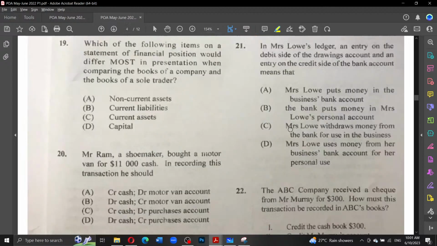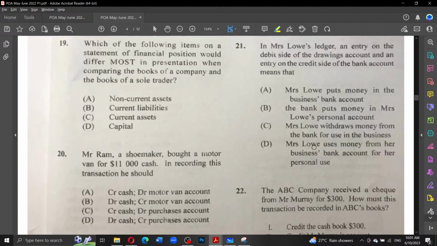So moving on to question 19. Whenever we have a calculation question, I'll have to move over to the whiteboard if it's a lot. If it's not, I can just use the calculator. Question 19. Which of the following items of the statement of financial position would differ most in the presentation?